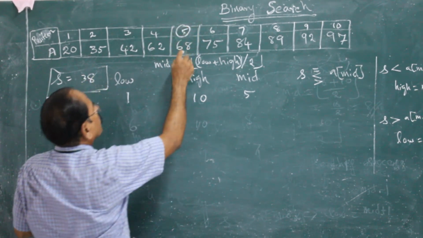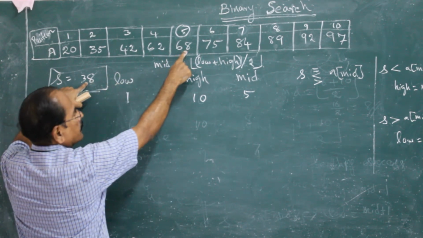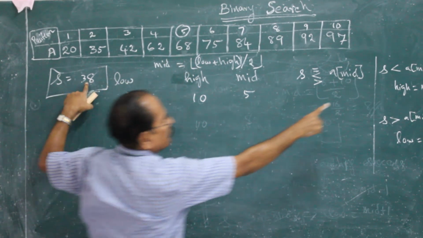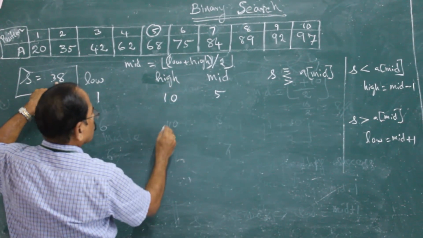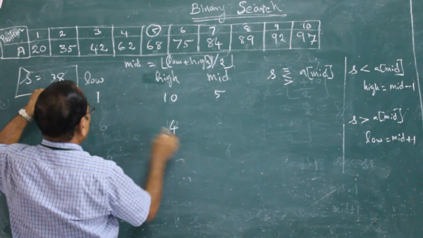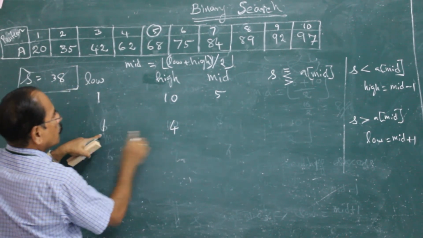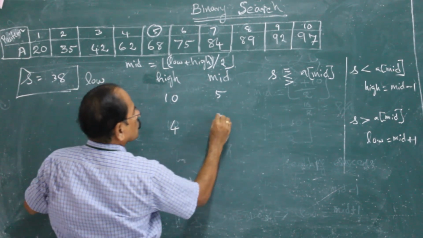Now we compare 68 and 38. Searching element 38 is lesser than 68. So if it is lesser, we have to make changes on high. High is equal to mid minus 1. Mid is 5, mid minus 1 is 4. So low is 1, high is 4. Now the new mid position is 1 plus 4, 5, 5 by 2, 2.5. So 2.